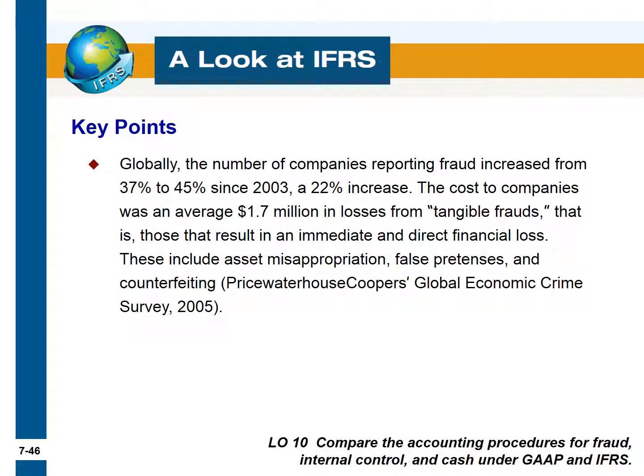Looking at IFRS, the number of companies reporting fraud increased from 37% to 45%, which is a 22% increase in reported fraud since 2003. The cost to the company was an average $1.7 million. That's per company from tangible frauds. That is, those that realize an immediate and direct financial loss, like stealing cash. This includes asset misappropriation, which is a fancy term for stealing, theft, false pretenses, and counterfeiting.